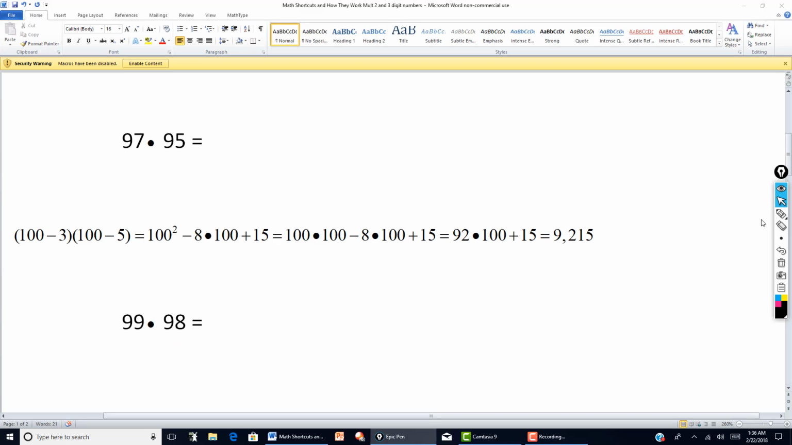Now, do another one like this. Again, look at it quickly and see if you can come up with the answer. So this is 1 from 100. This is 2 from 100. Add these up, we get 3. Subtract 3 from 100, we get 97.